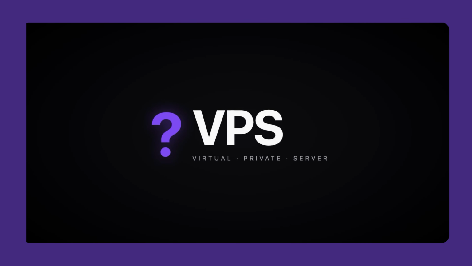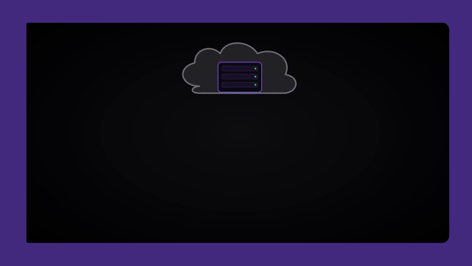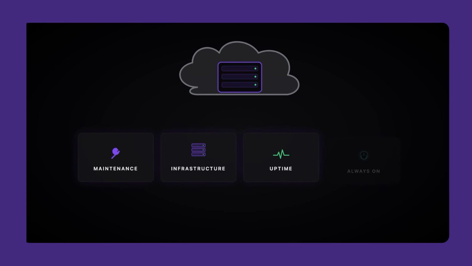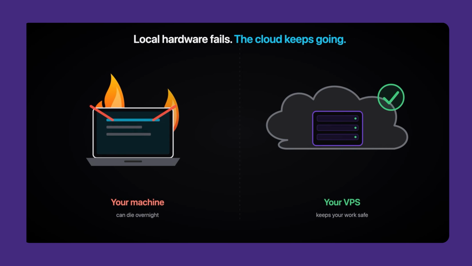So first off, what's a VPS? A VPS is just a private computer you rent on the cloud. The provider takes care of the maintenance, the infrastructure, the uptime, and it's always on. You can access it remotely from anywhere, and you don't have to worry about your machine going up in flames overnight and destroying your work with it.